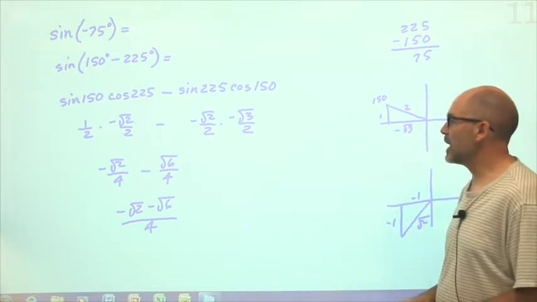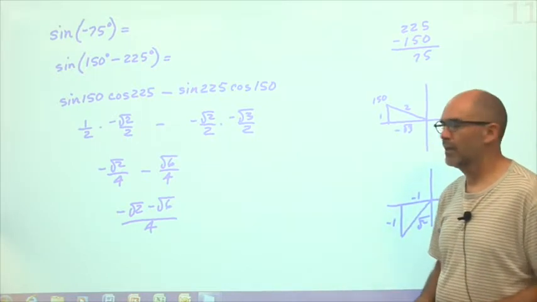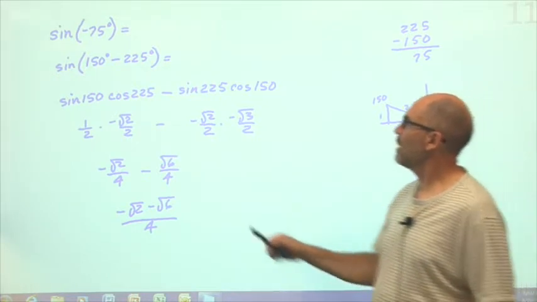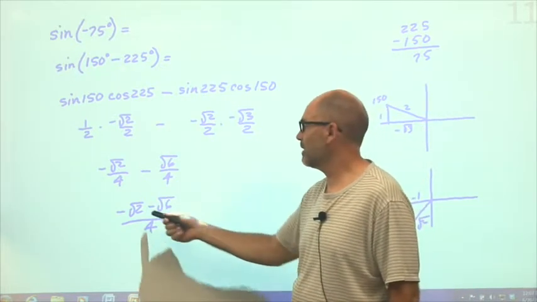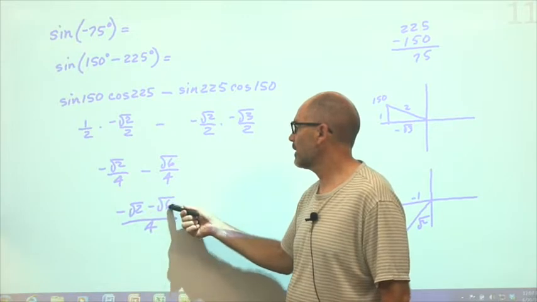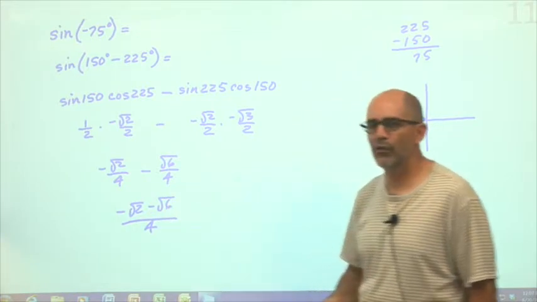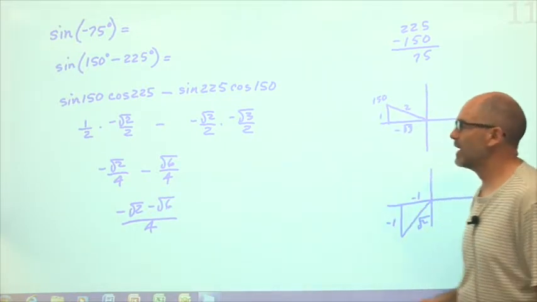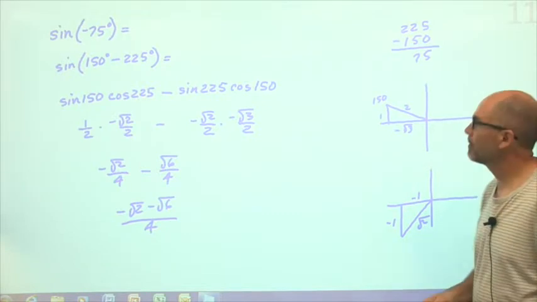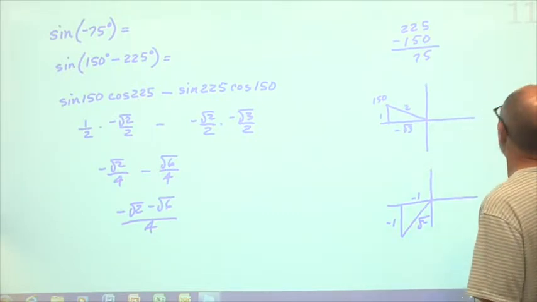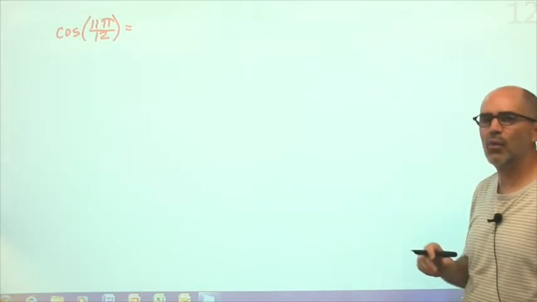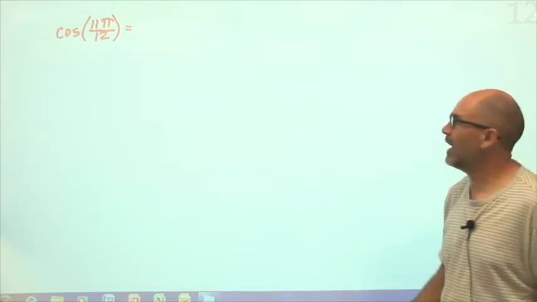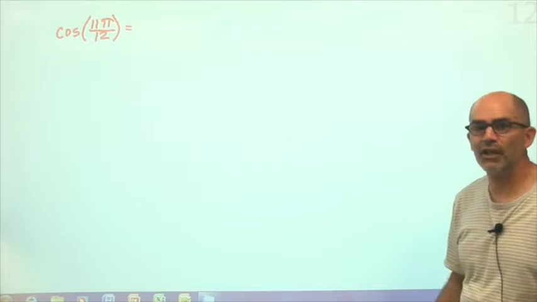Now you can check that out on your calculator. Just punch in sine of negative 75, and then punch in negative square root of 2 minus square root of 6, divide the whole thing by 4, and you'll find out that they are indeed equal. Okay, cruising onward. What about cosine 11 pi over 12?